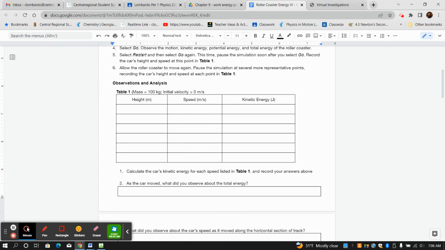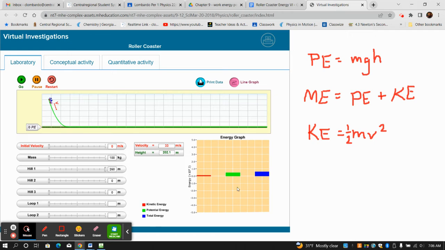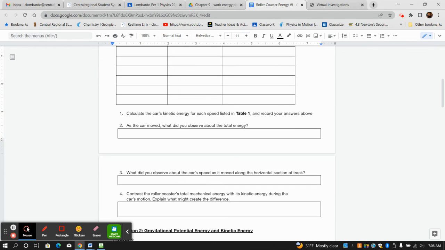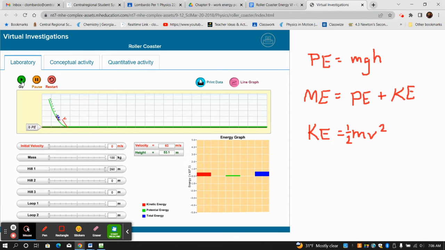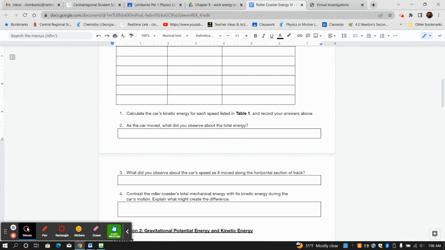Okay, and then as the car moved, what did you observe about the total energy? Well, again, like I said, the blue box here. Total energy didn't change. All right, total energy didn't change, it remained constant. What did you observe about the car's speed as it moves along the horizontal section of the track? Okay, so the horizontal section. What about the speed, the velocity? Does it change? No, so we're assuming that it has to be frictionless at that point.